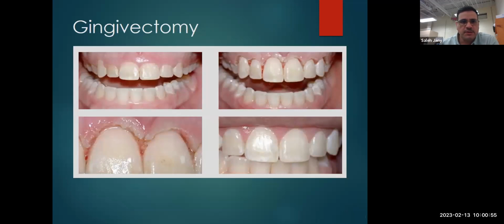This is gingivectomy, when you cut the gum. This is the high gum level, and this is the first few days, and this is healing.